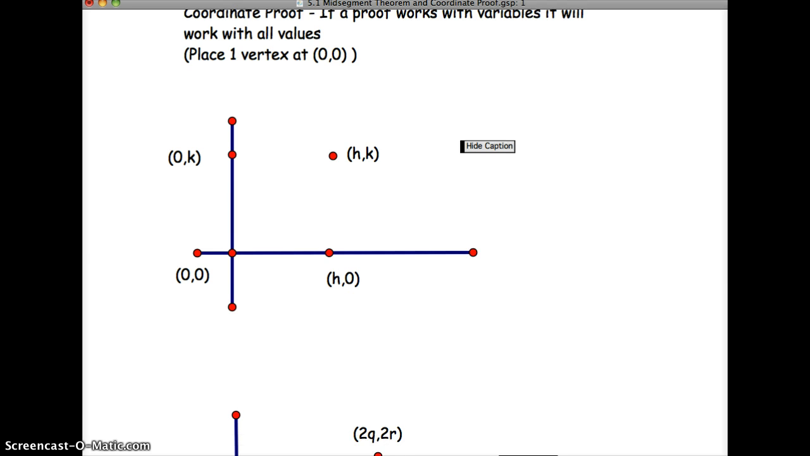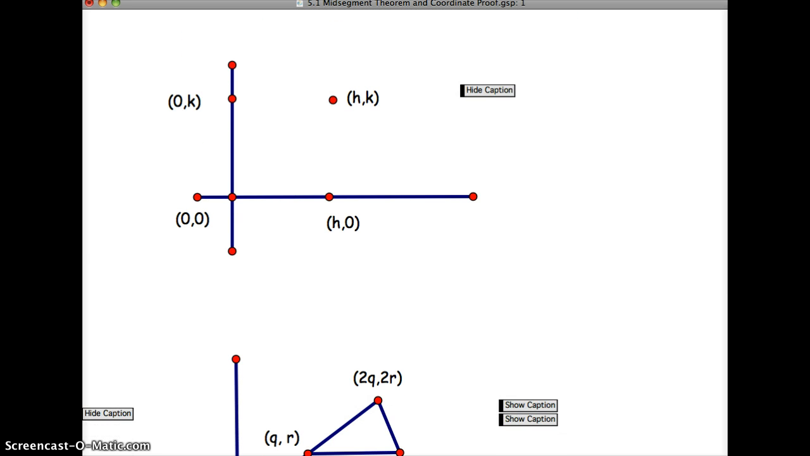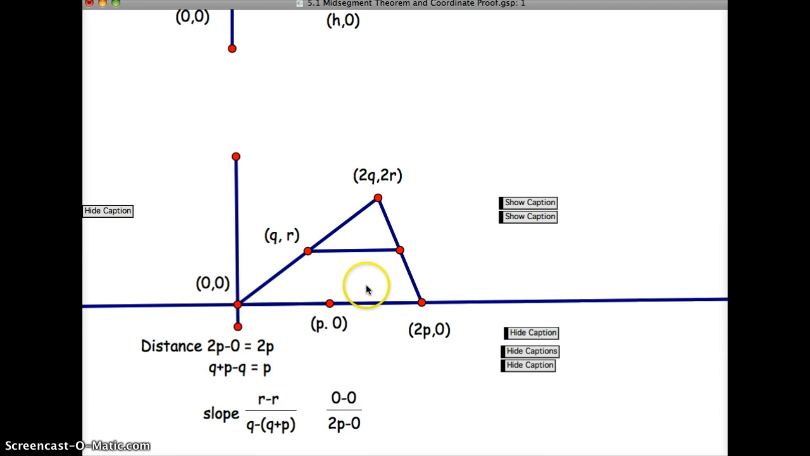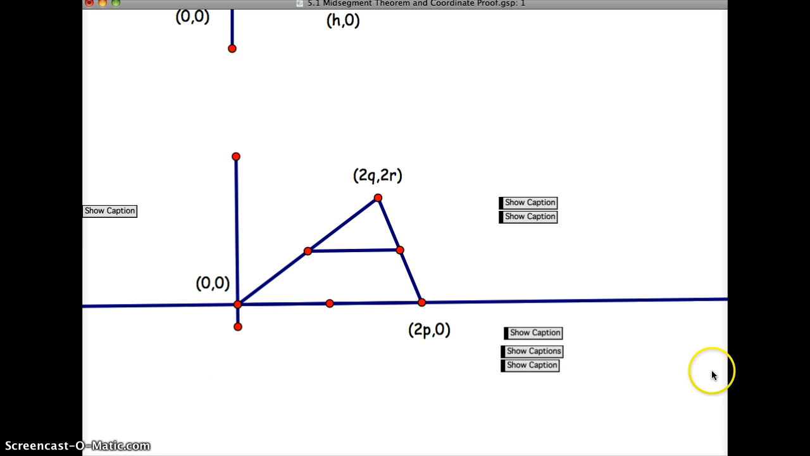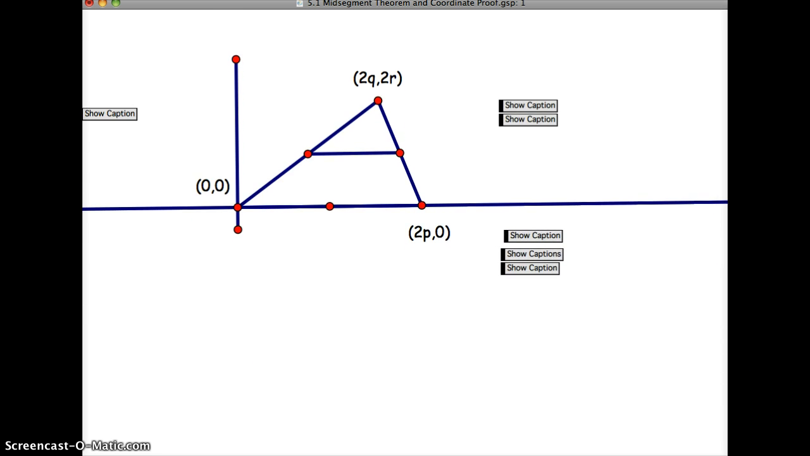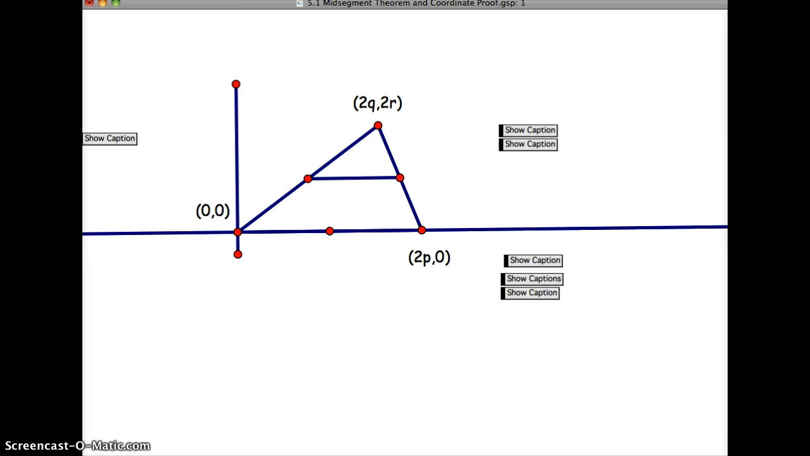Now let's get into one that's a little more challenging. Okay, I'll hide those so we can talk about those in a minute. So now, let's look at this. What if I wanted to prove that this is the midsegment of this particular triangle? And in particular, this is half of this segment here.